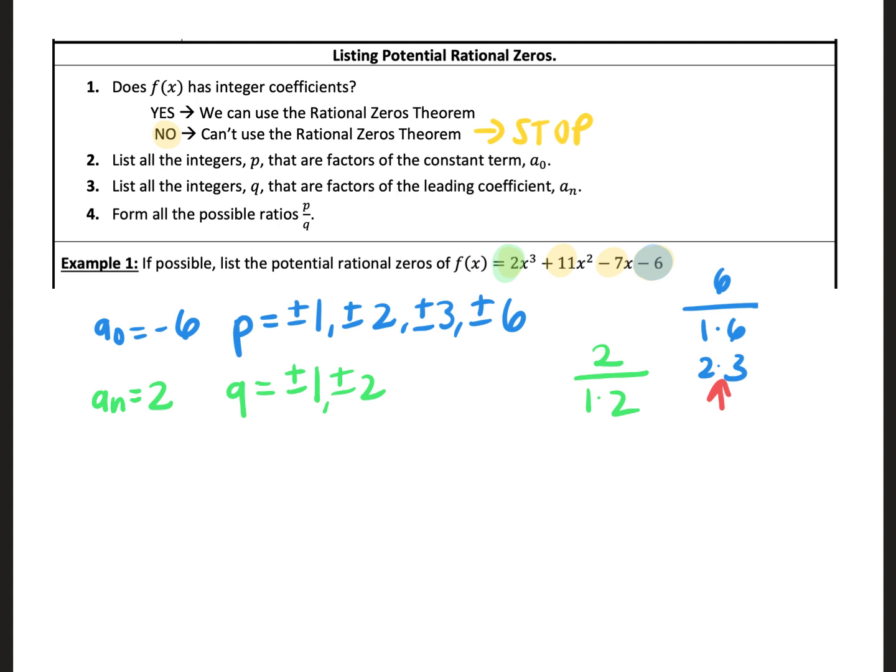The last step is to list all the possible ratios P divided by Q. So we listed all of our P's to start. We need to divide each of them by our Q values. So for the first one, we have plus or minus 1, and we're just going to divide by 1. So divided by plus or minus 1. Then we're going to do plus or minus 2, and still divided by 1. And we're just going to go through all the list of our P values and divide them by our first Q value.